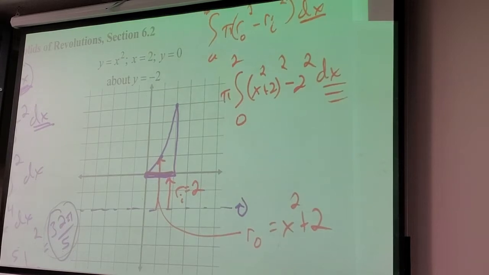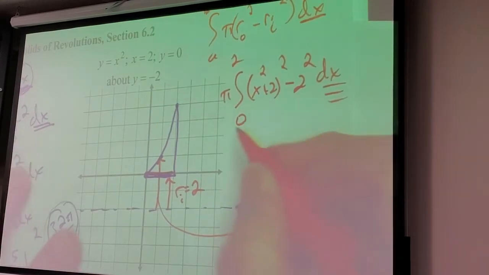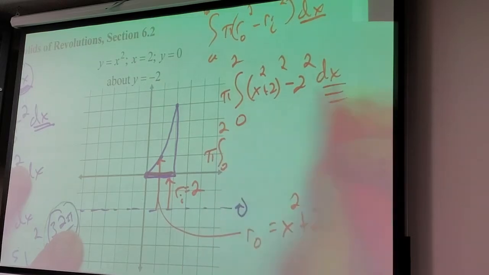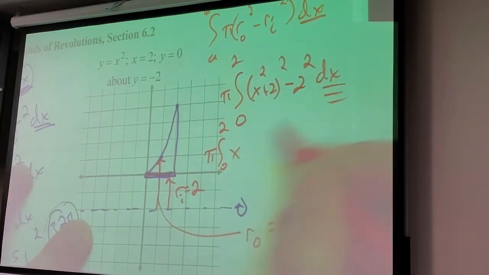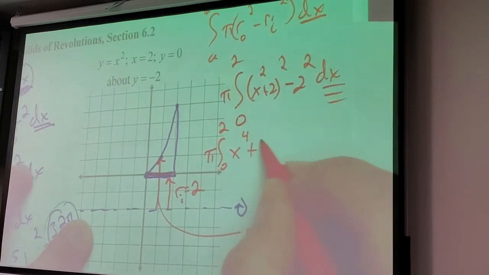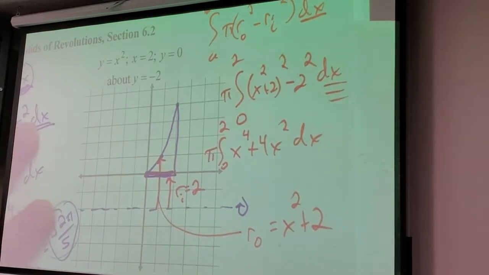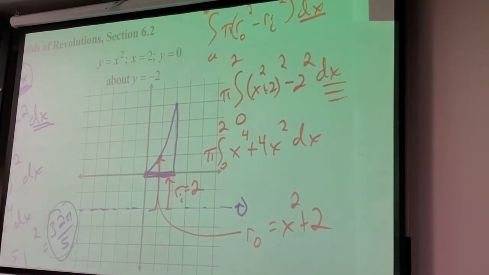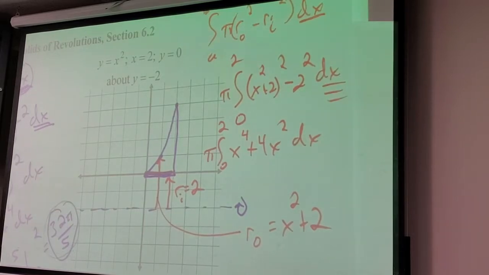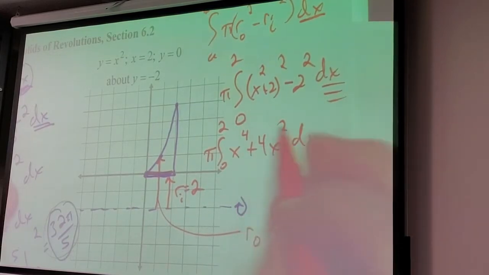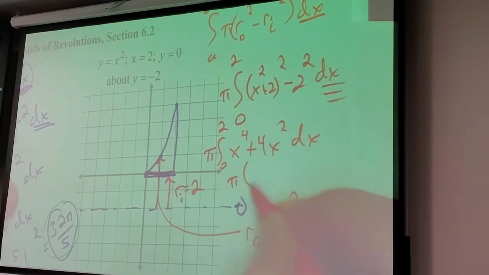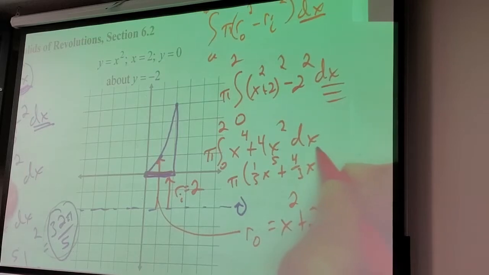Now that we've got the integral set up, this should be the easy step. This will be x to the 4th plus 4x squared plus 4 minus 4, right? That's kind of nice. Just FOIL out the x squared plus 2, and then the plus 4 and the minus 4 cancel. Then you just integrate. You get pi times 1/5 x to the 5th plus 4/3 x cubed, evaluated from 0 to 2.